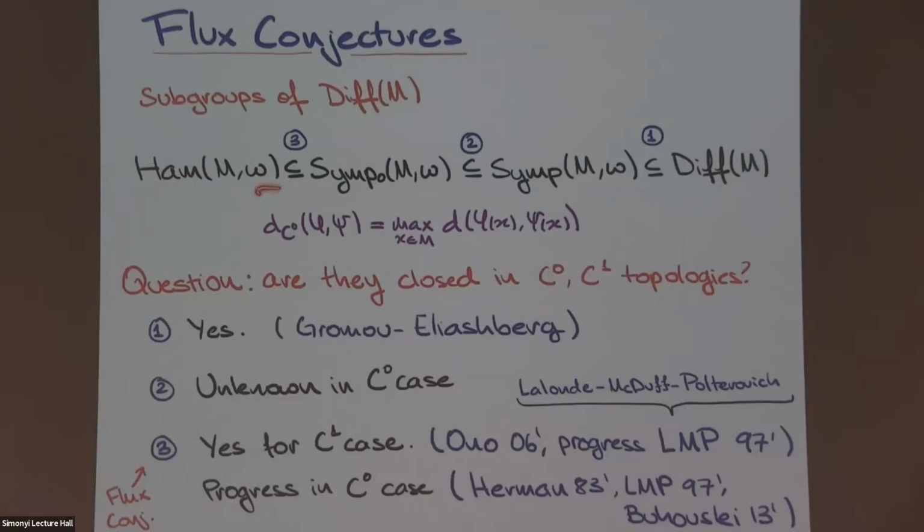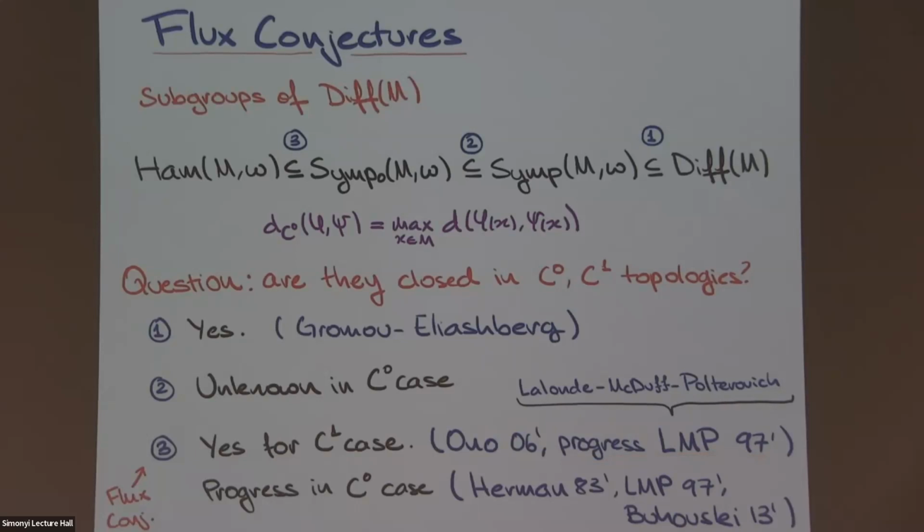And the flux conjectures relate to this first inclusion here, or this third inclusion, as I labeled. And we're asking whether Ham is closed inside Symp0. And in the C1 case, that's not a conjecture, that's a theorem. And it was proven in general by Ono in 2006. General meaning closed symplectic manifolds, with plenty of previous progress by Lalonde, McDuff, and Polterovich in '97.